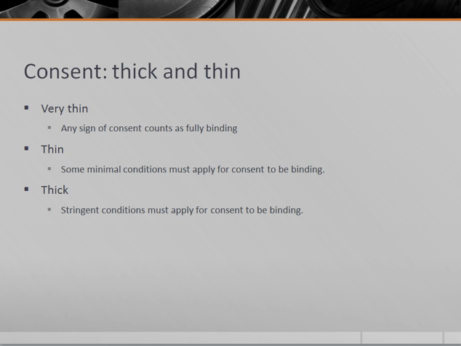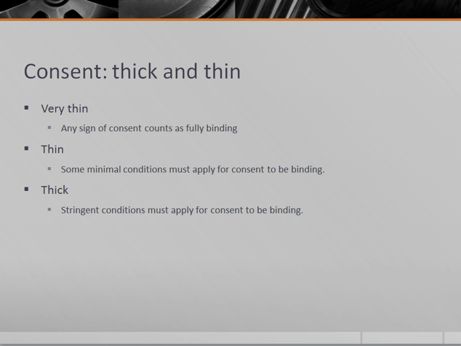Then you have somewhat less thin accounts of consent, where some minimal conditions must apply for consent to be binding. So those of you who thought that Jim did not have a duty to empty his bank account to Jack in the first example, but did think that the Indian workers had an obligation not to strike if they had agreed not to do so, you probably have a thin account of consent. And finally, those of you who have a thick account of consent probably rejected the first 2 options.